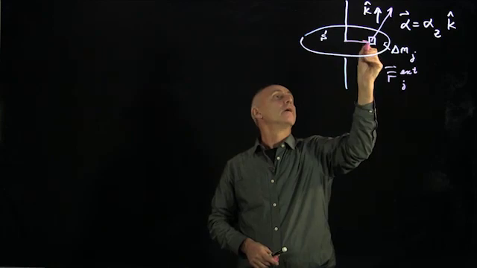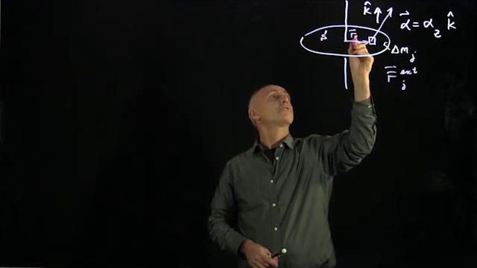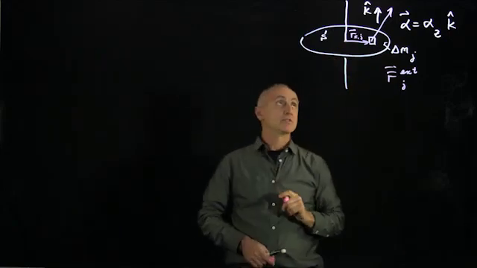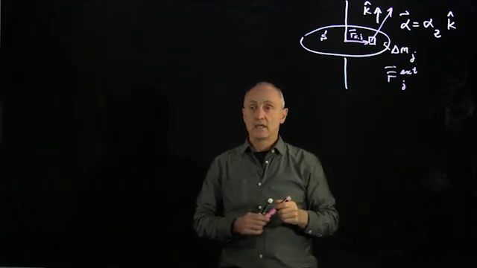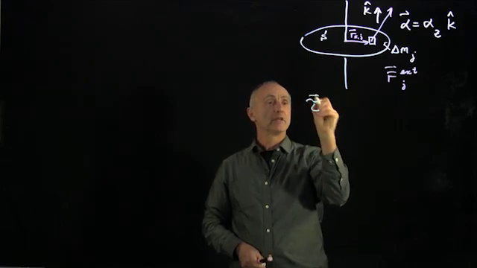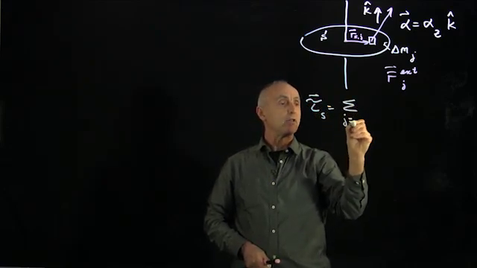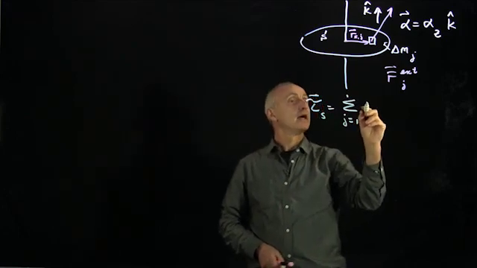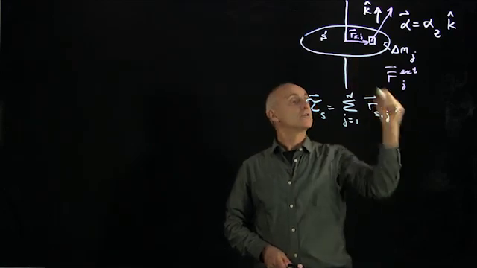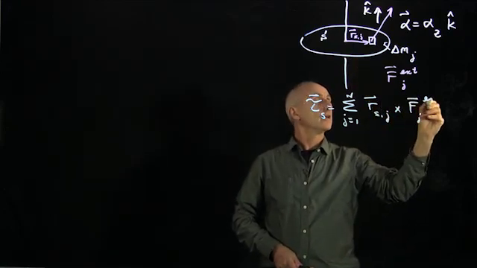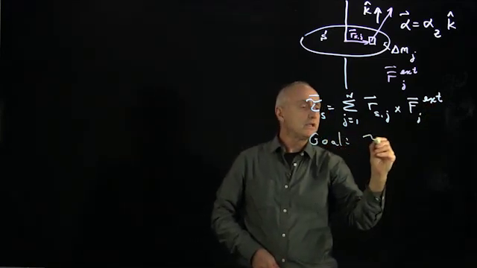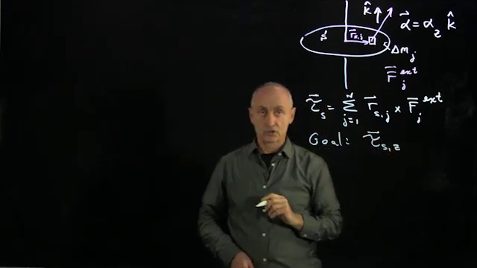And recall that we have the vector r_Sj is the vector from point S to where this mass element is. And now what we'd like to do is calculate the torque. In general, torque is given by the expression: we'll sum over all the elements, j goes from 1 to n, and it's the cross product of r_Sj cross F_j external. Now, our goal here is only to calculate the z component of the torque.